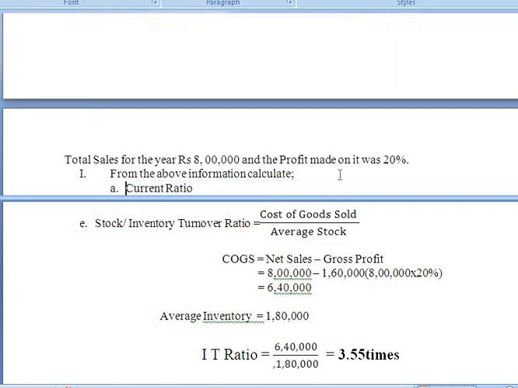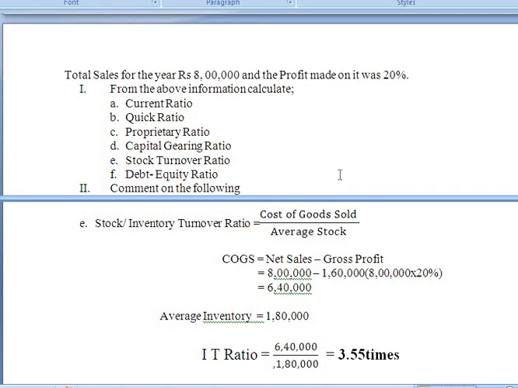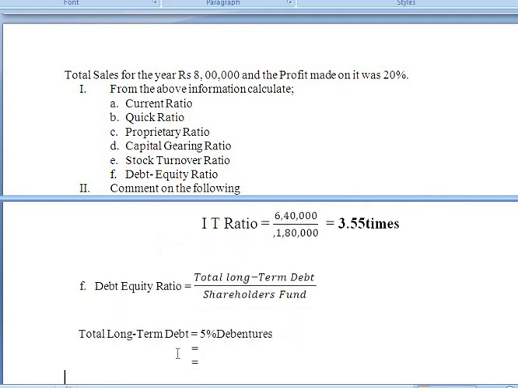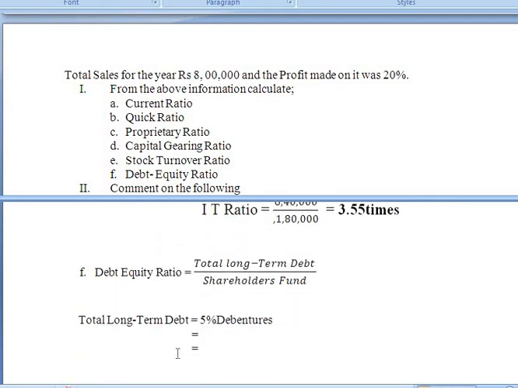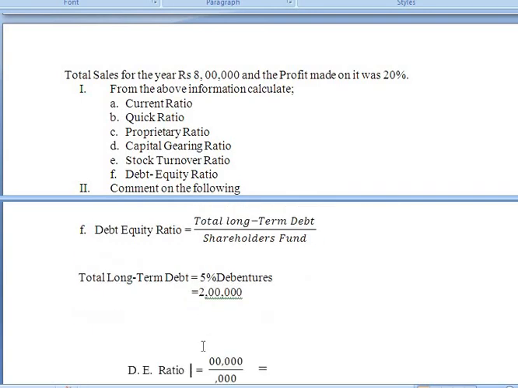And the last one is, which is the last ratio? Debt equity ratio. So next line write debt equity ratio. Formula is total long term debt, which is also called external equities, divided by shareholders funds or internal equities. Total long term debt includes only 5% debentures, which is rupees 2 lakh, and shareholders fund we have already calculated.